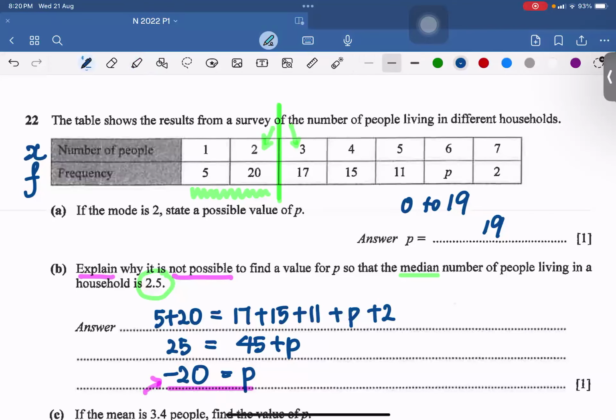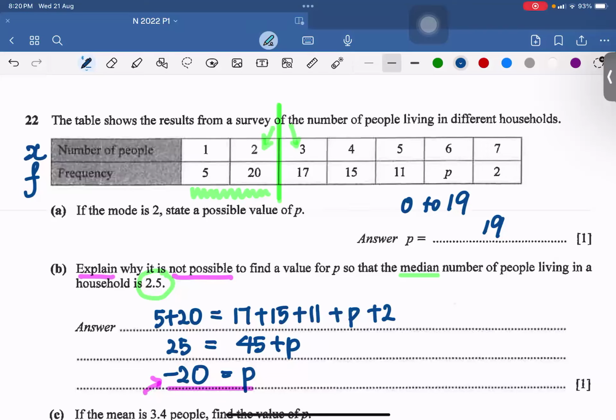Why cannot? It's negative. Correct. Not only just negative, it's a negative and integer. If I get a positive number, can the frequency be, let's say, 4.5? Can it be a decimal place? No, cannot. So even if it's positive, it must be an integer also. In this case, it is an integer, but it's a negative number.